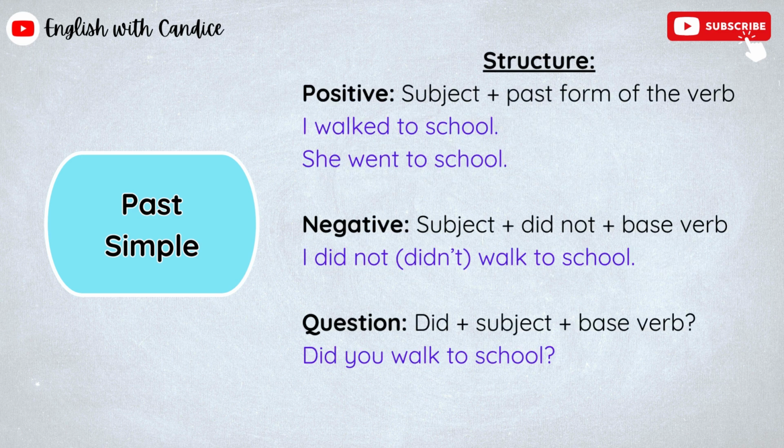Let's have a look at the sentence structure. For positive sentences, the structure is simple. We have the subject plus the past form of the verb. For negative sentences, we use did not or didn't before the base verb. And to ask a question, start with did, then the subject and the base verb.